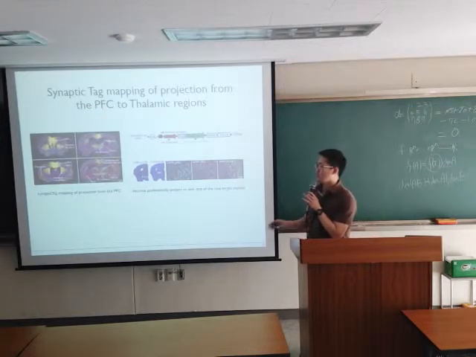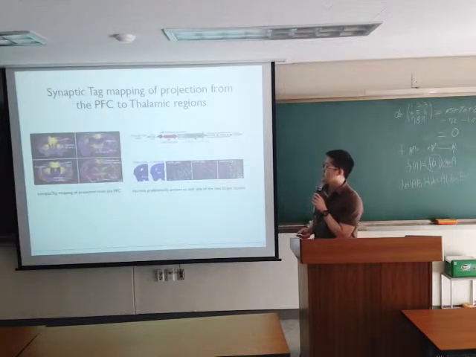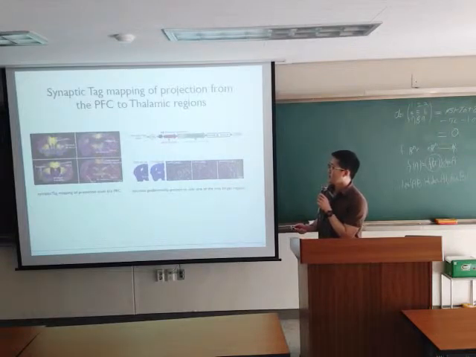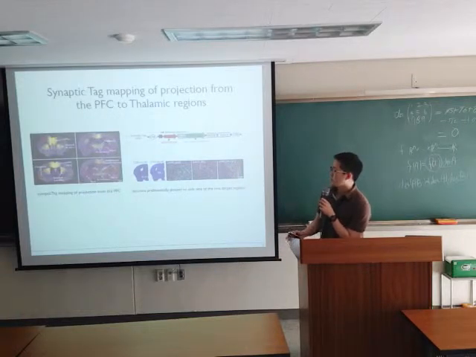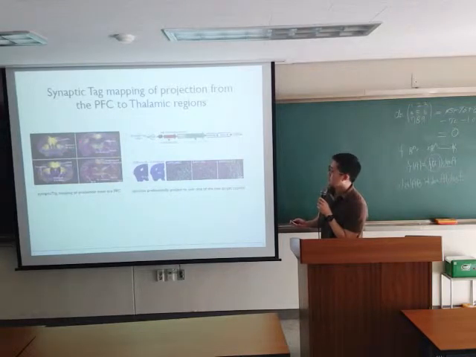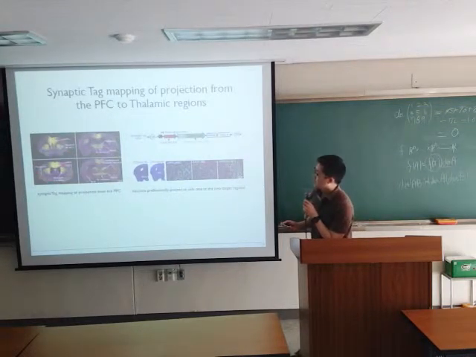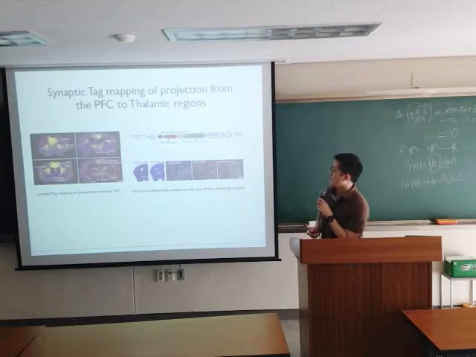As I showed you before, they did synaptic tagging mapping. So they injected a virus to prefrontal cortex, and they wanted to see where this neuron projects to. And they found that nucleus reuniens and thalamus and the prefrontal cortex itself and other striatum areas.